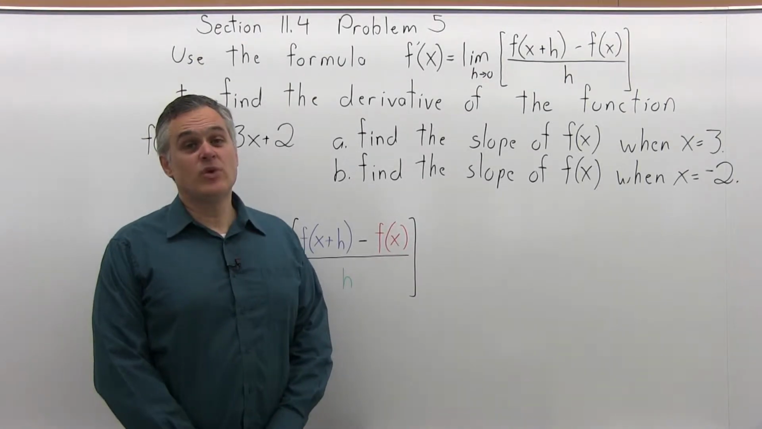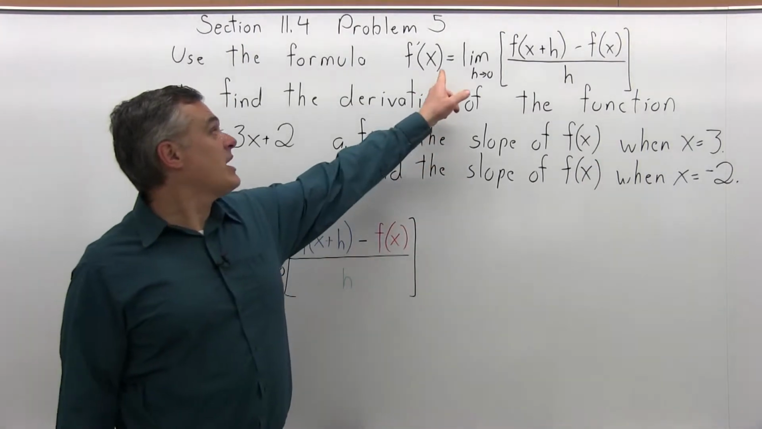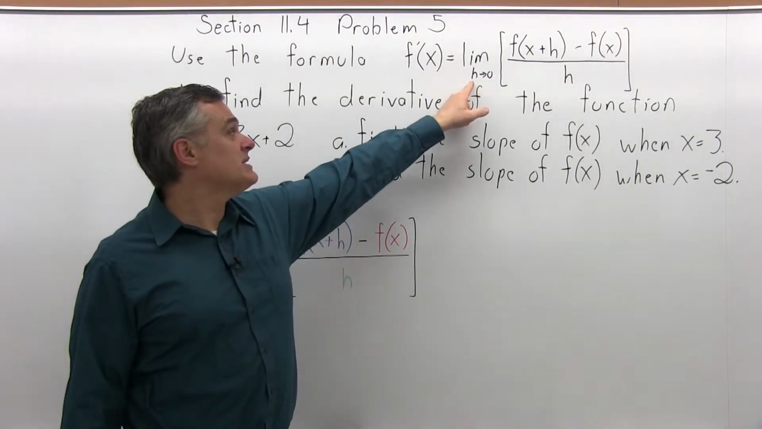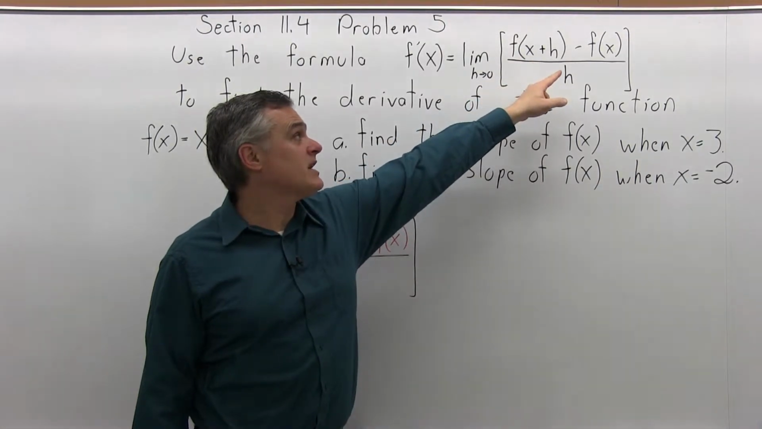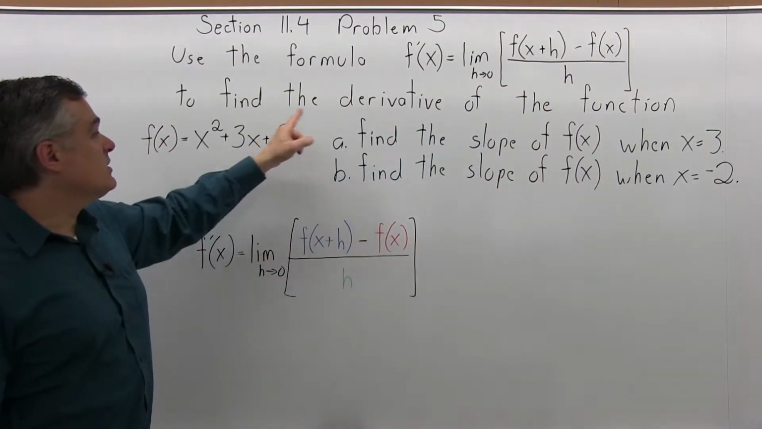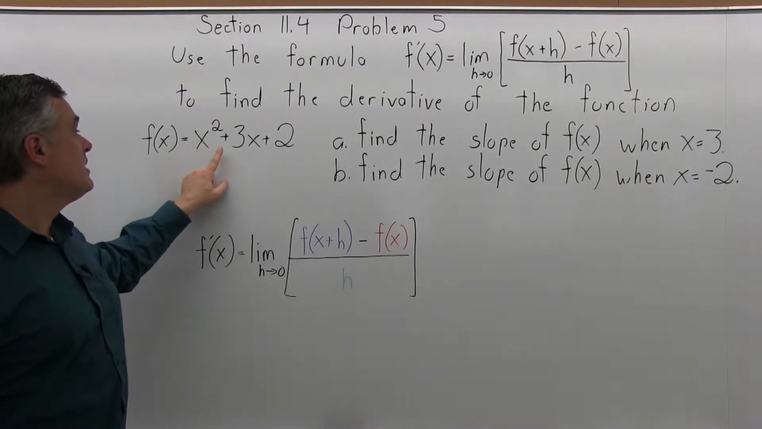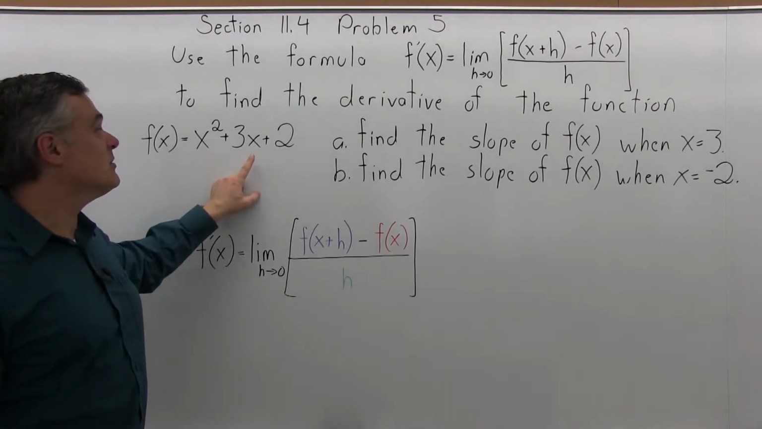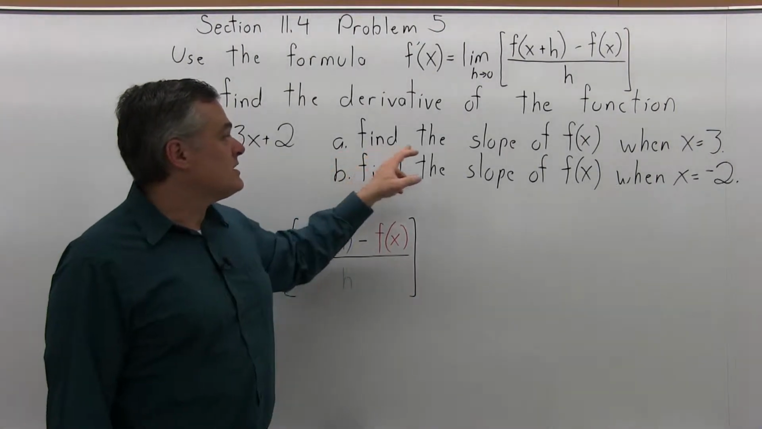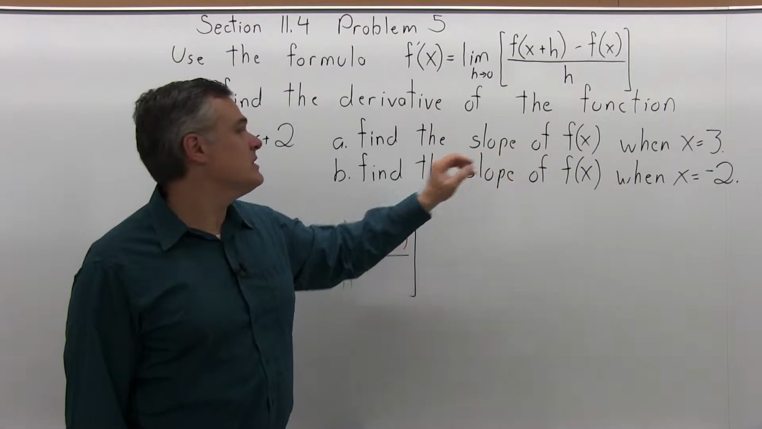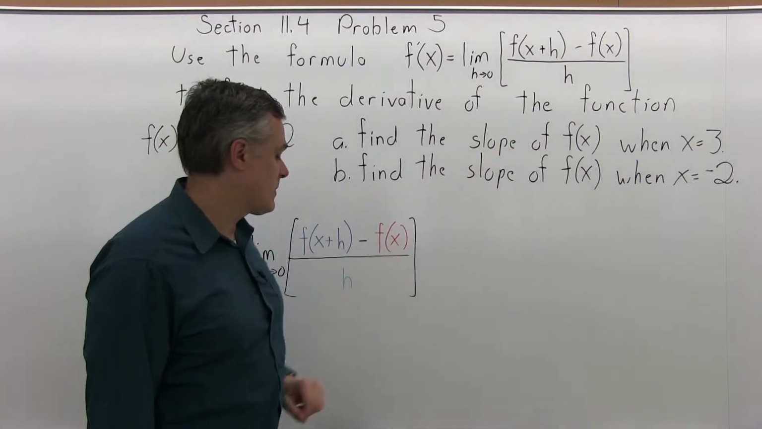This is Section 11.4, Problem number 5. It says, use the formula f prime of x equals the limit as h approaches 0 of f of x plus h minus f of x over h to find the derivative of the function f of x equals x squared plus 3x plus 2. And once you've found that derivative f prime, part A, find the slope of f of x when x equals 3, and part B, find the slope of f of x when x equals negative 2.